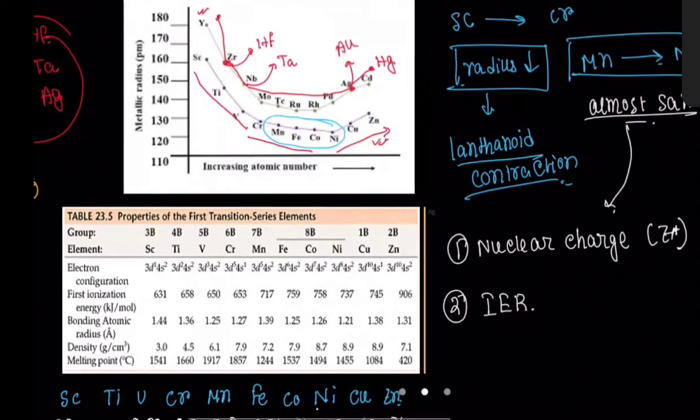So use your common sense now. Why is it increasing? It is not decreasing. Why is it increasing? So definitely here the nuclear charge is lesser. Okay, it happens in all of them. So why is it increasing over here?